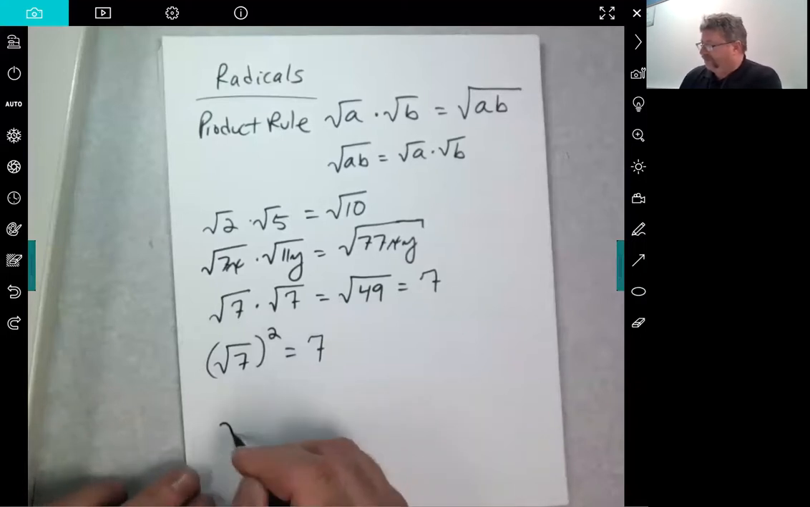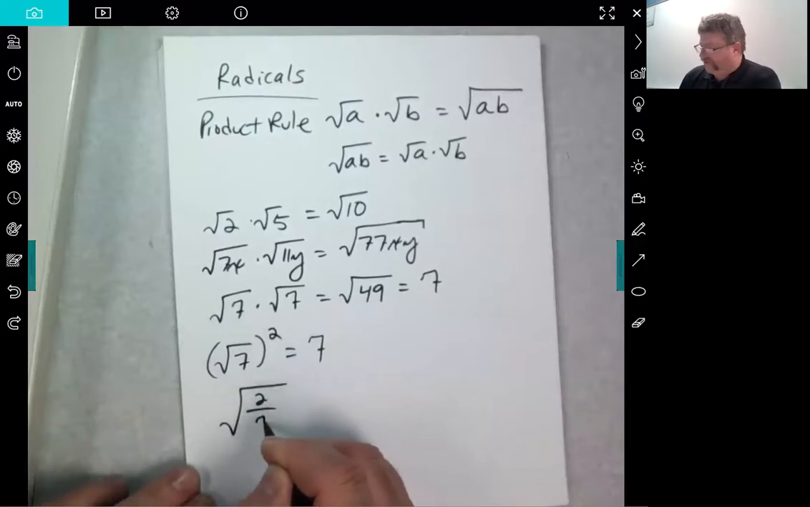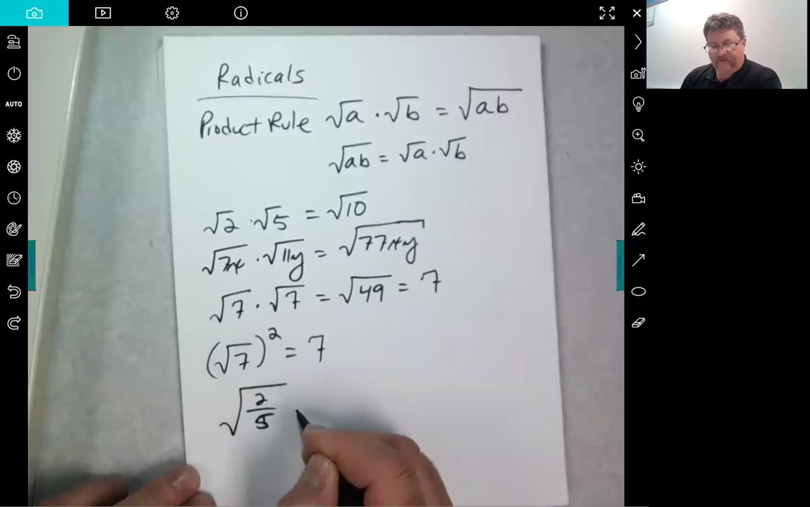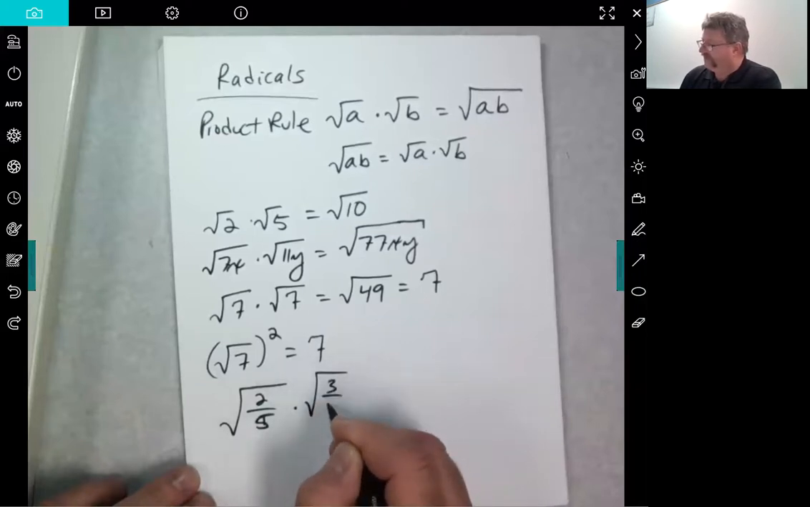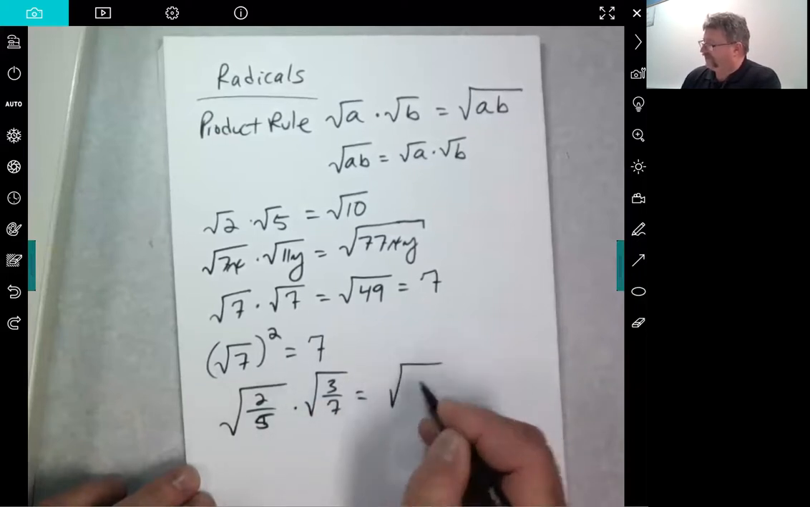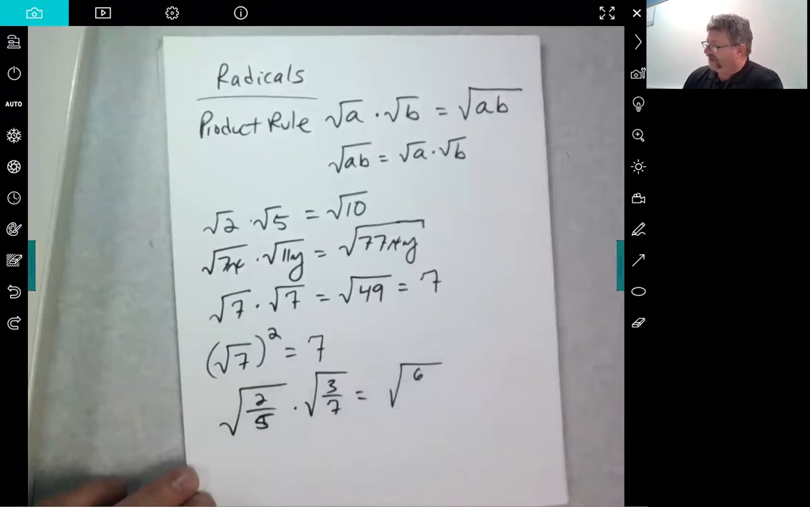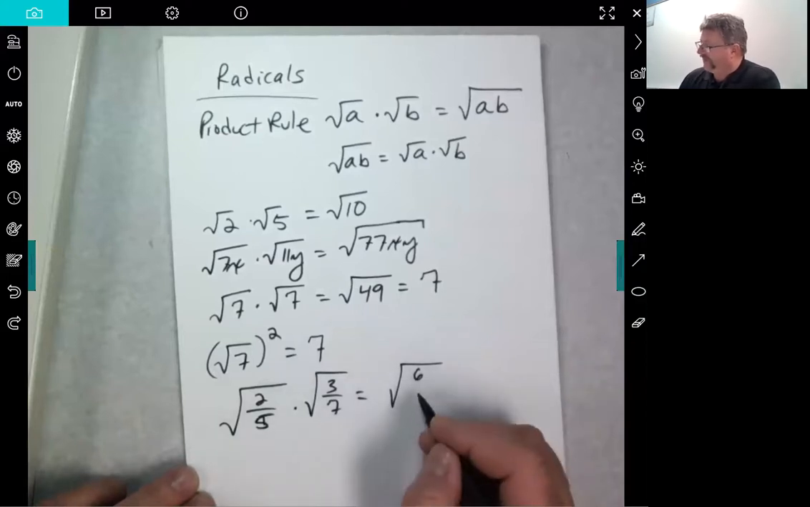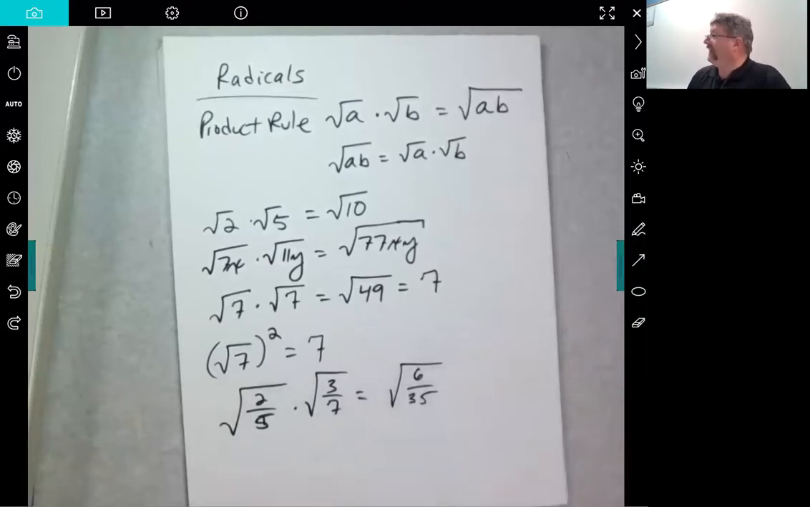What about good old fractions? No problem. Say I have a radical of 2/5 times a radical of 3/7. Well, I'm just going to multiply across the top and get a 6, and multiply across the bottom and get a 35. And just like that, that's how we can use this product rule even with a fraction. No big deal. All good there.